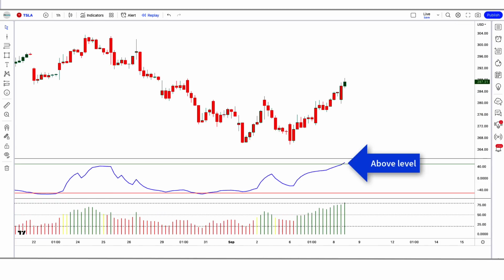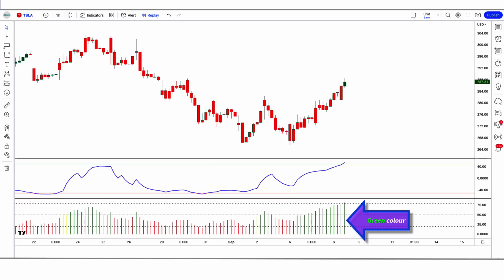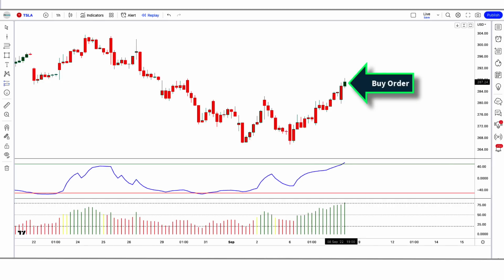Here the PFE indicator blue line above the 40 level. Here the JKSW indicator green bar. The market has made a bullish candle to give confirmation. So all our conditions are being fulfilled, so we are placing an order to buy.